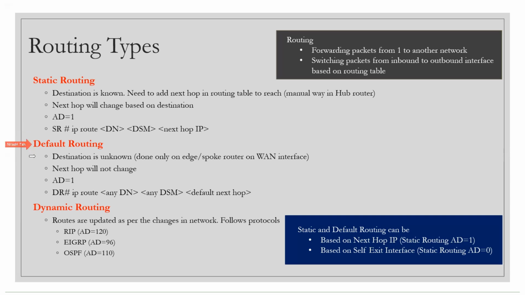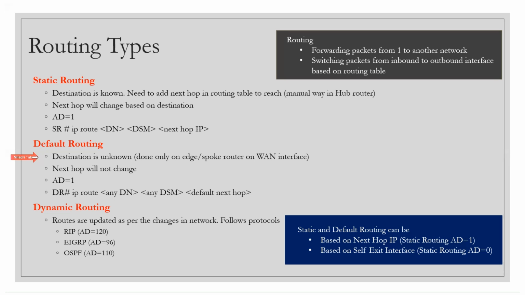Default routing is used when your destination is unknown. Now, static we have seen, your destination is known. Imagine that you have a router, let's say R1, which is connected to the internet. One end is connected to the internet and one end is connected to your local LAN, like your switch and the computers. Now, the internet will have multiple servers, right? Your Facebook and Twitter and Instagram and so on.